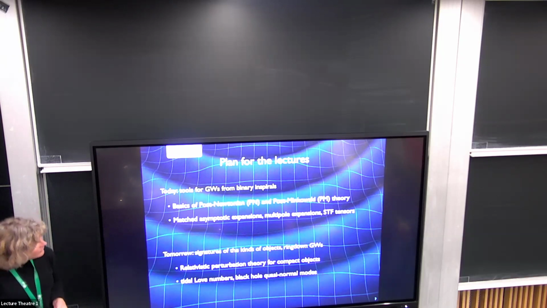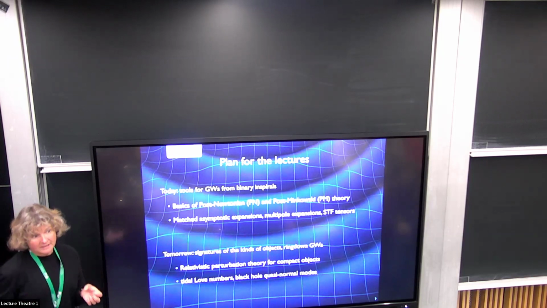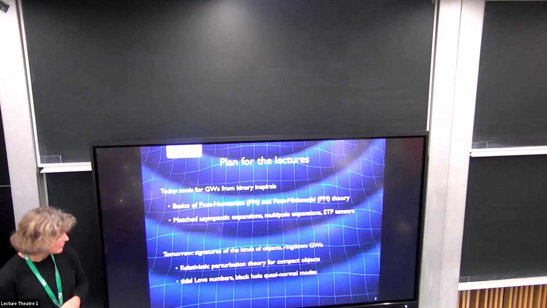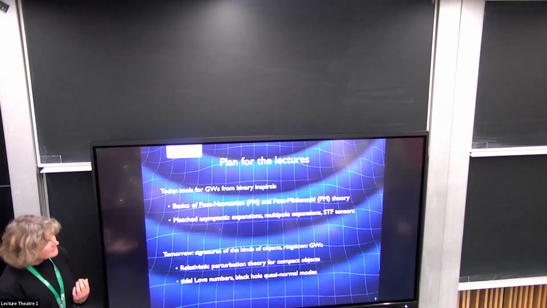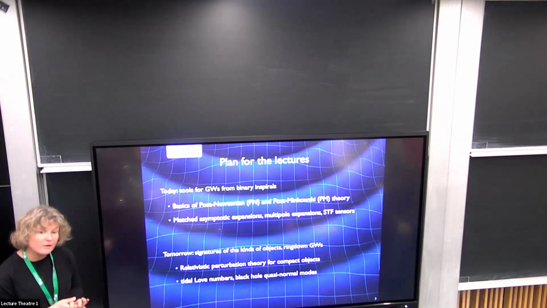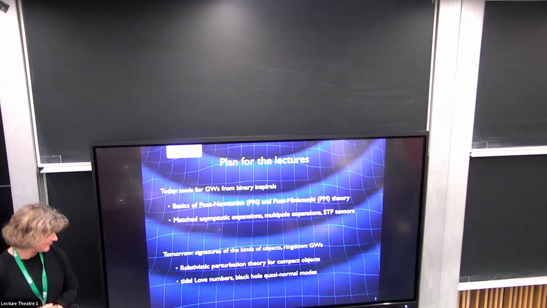And tomorrow we will cover the signatures of the kinds of objects, taking into account that these are actually black holes or neutron stars or some other objects, and also discuss the ringdown gravitational waves, because all of this comes under the topic of black hole perturbation theory or relativistic perturbation theory.